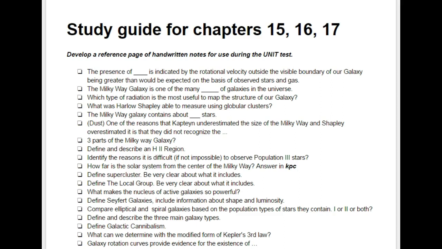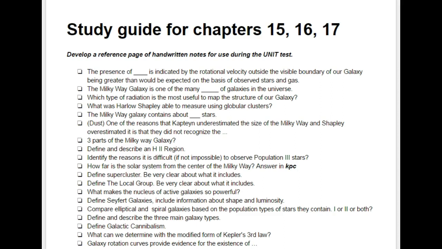The Milky Way galaxy is one of many blank of galaxies in the universe. It's one of many billions of galaxies in the universe. Way more than just us. Which type of radiation is most useful to map the structure of our galaxy? The one that has been most promising so far is radiation. Radio waves.